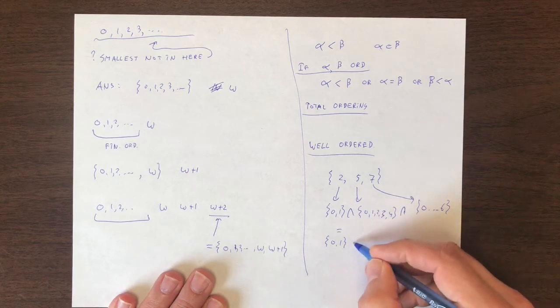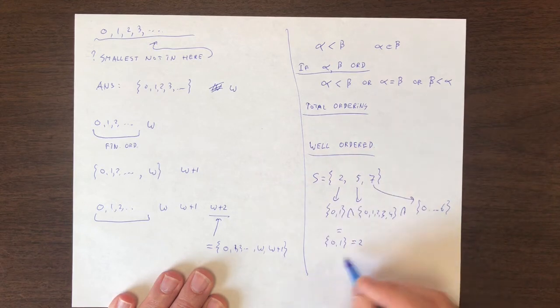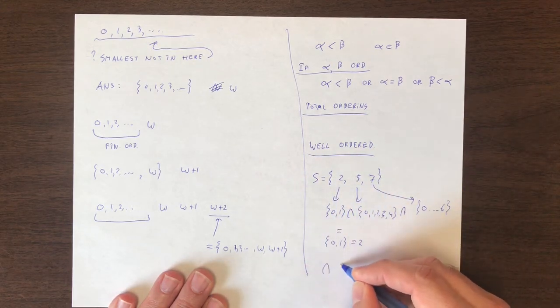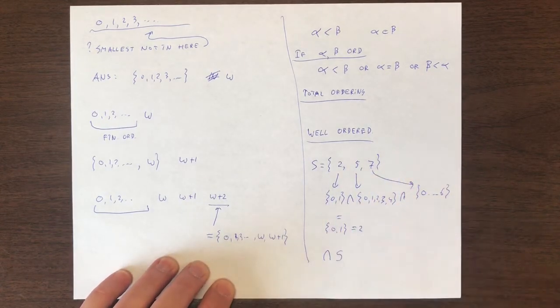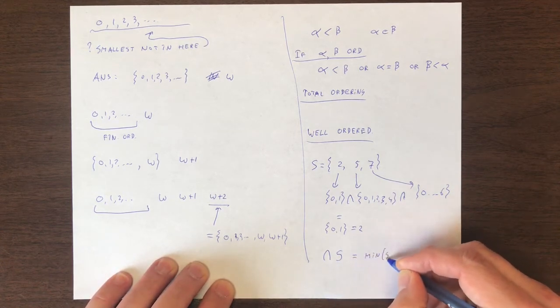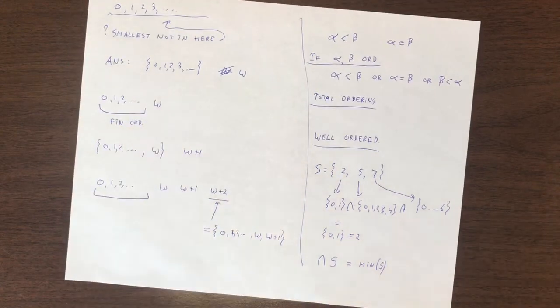Okay, and remember this is abbreviated as 2. So if S is a set of ordinals, then we use this notation to mean pick all the elements and intersect all of them. Then this here is the minimum element of S. Okay. So any set of ordinal numbers will have a minimum.